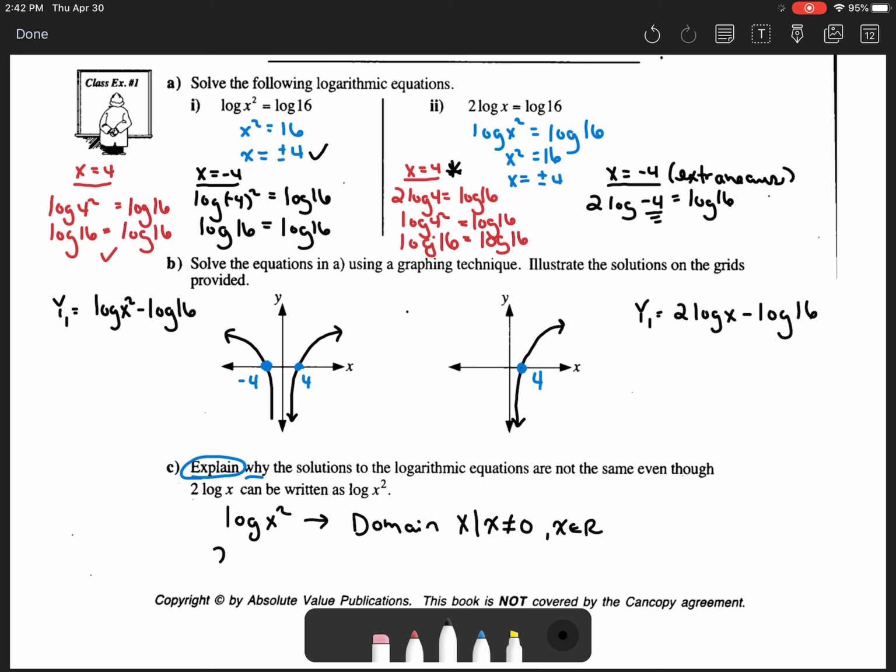But when I take a look at something like 2 log of x, which is the original equation, the domain there is very different, right? We know with log functions that the domain is mostly x is greater than 0, x is an element of the real.